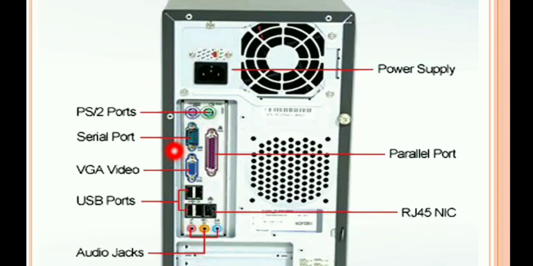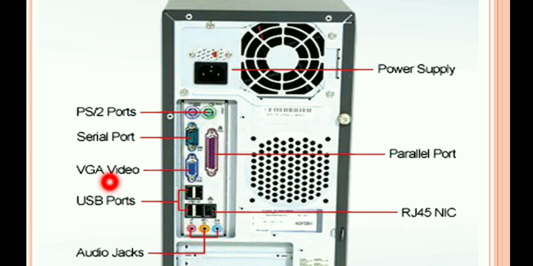Here we have the serial port. This is basically a 9-pin port, initially used for connecting modems and printers, but nowadays it is getting replaced by the USB ports. So we'll move to the next port type. Here you can see the parallel port. It is a 25-pin port which was used to connect printers etc.